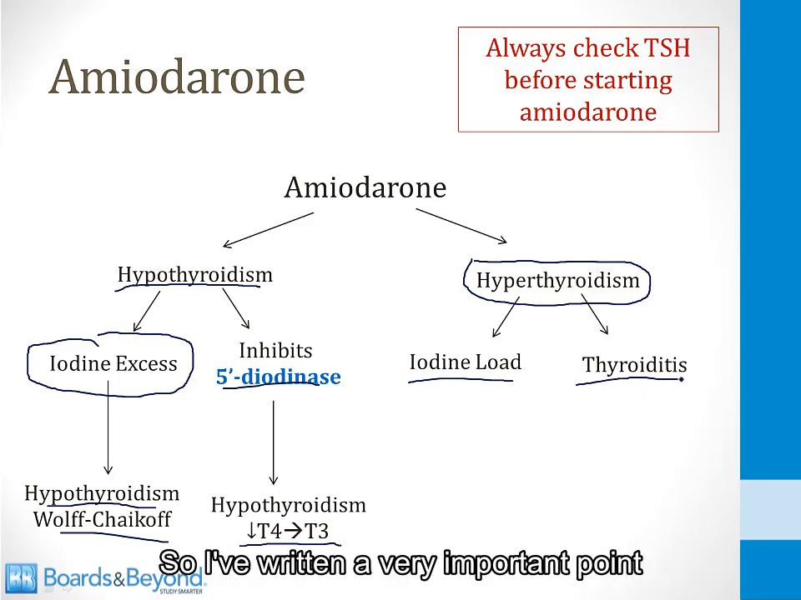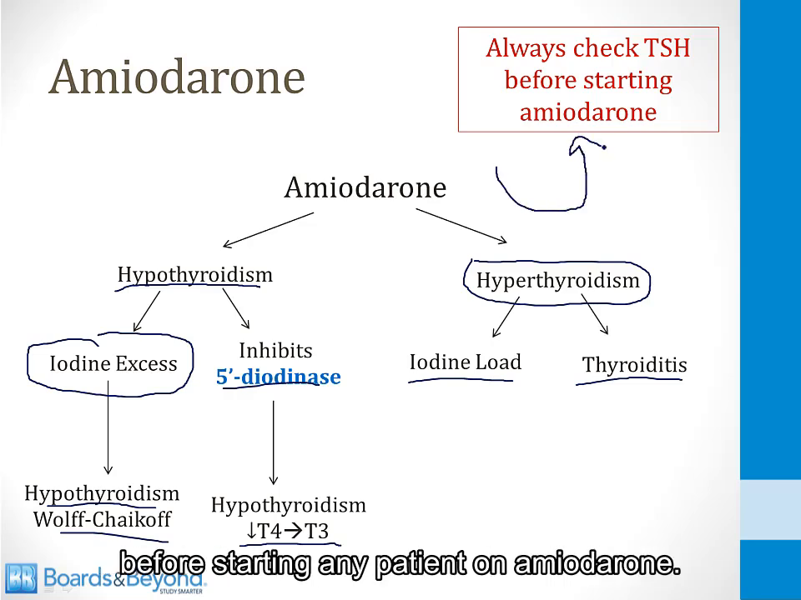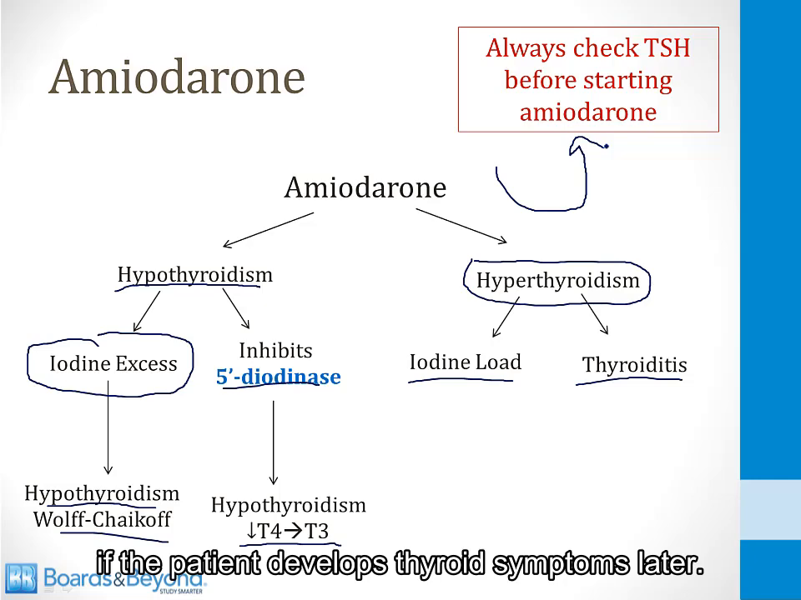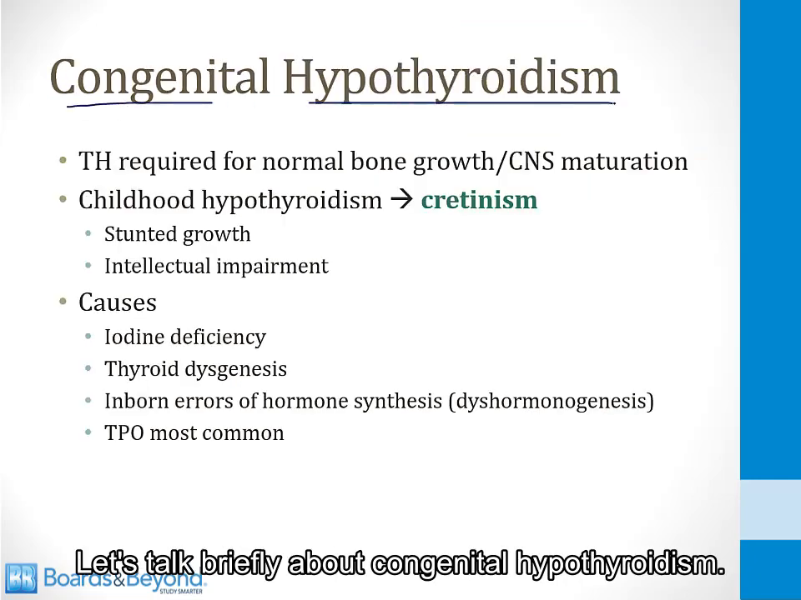So I've written a very important point at the top of the screen here, which is that you always need to check a TSH before starting any patient on amiodarone. You need to establish the baseline so that you can use it for comparison if the patient develops thyroid symptoms later. Let's talk briefly about congenital hypothyroidism.